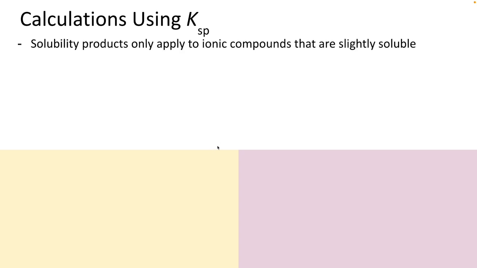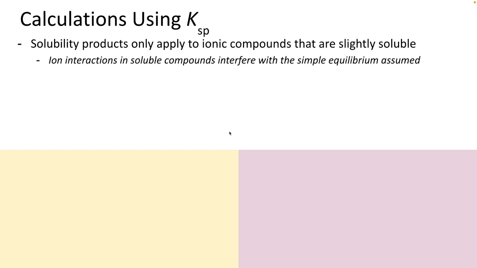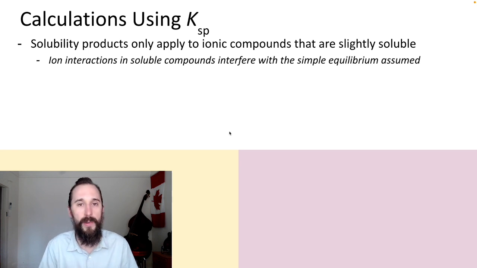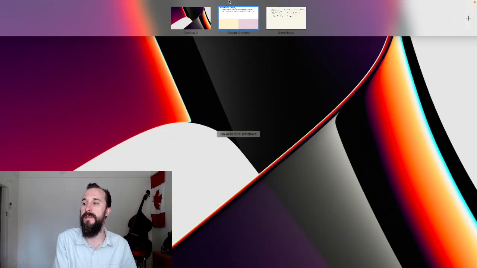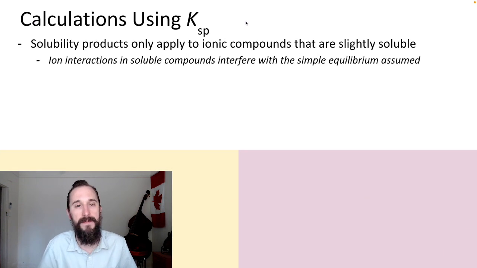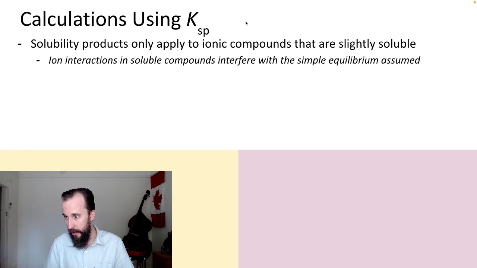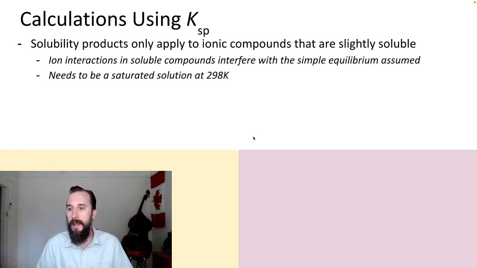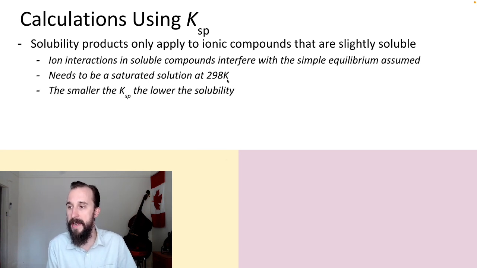Solubility products only apply to ionic compounds that are slightly soluble. This is as ion interactions in soluble compounds interfere with the simple equilibrium that we're assuming in this case. We're assuming a pretty simple equilibrium there, whereas the more highly soluble ones, unfortunately, aren't that simple. So we're just applying this to our slightly soluble compounds. It needs to be a saturated solution at 298 kelvins. That solubility is going to change with temperature. So when we're quoting KSPs, we have a saturated solution at 298 Kelvin.